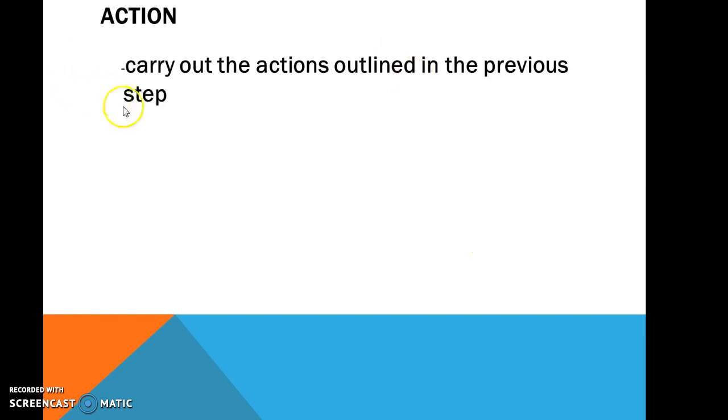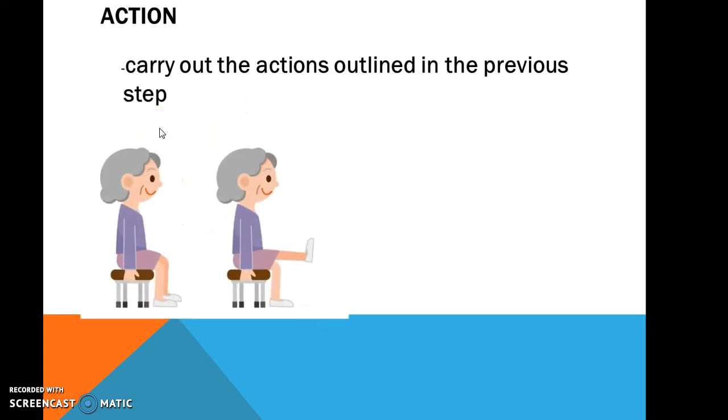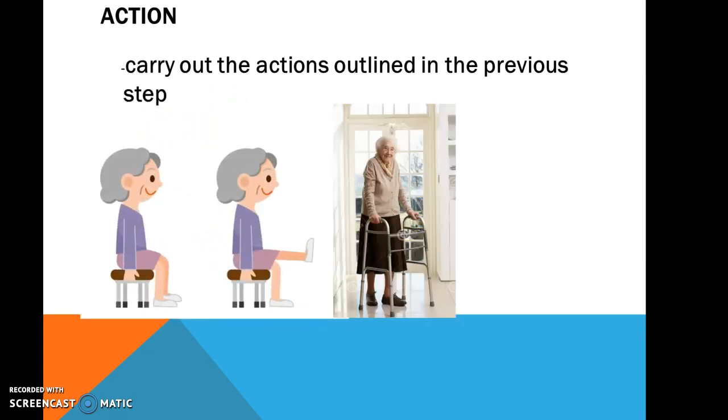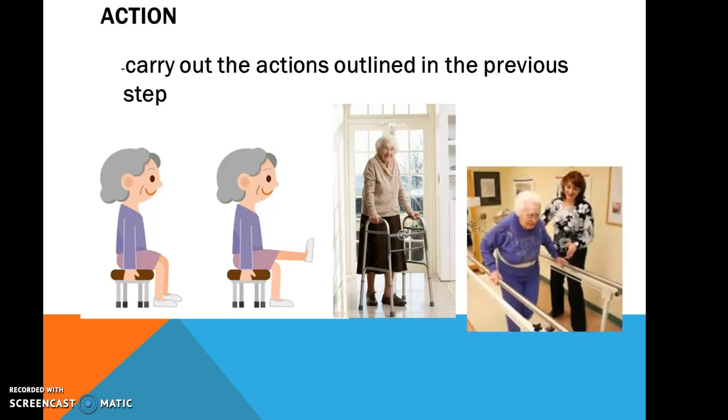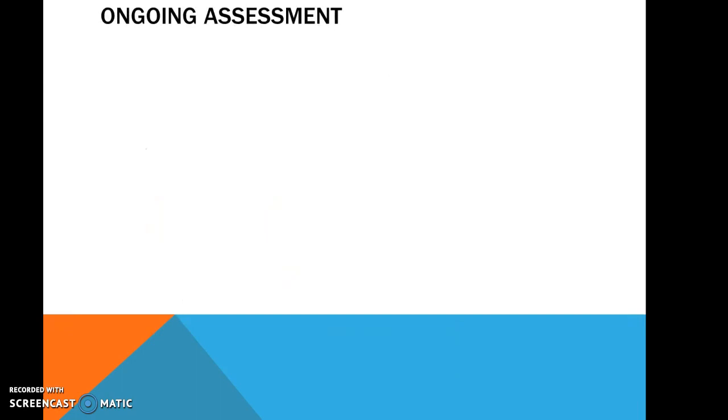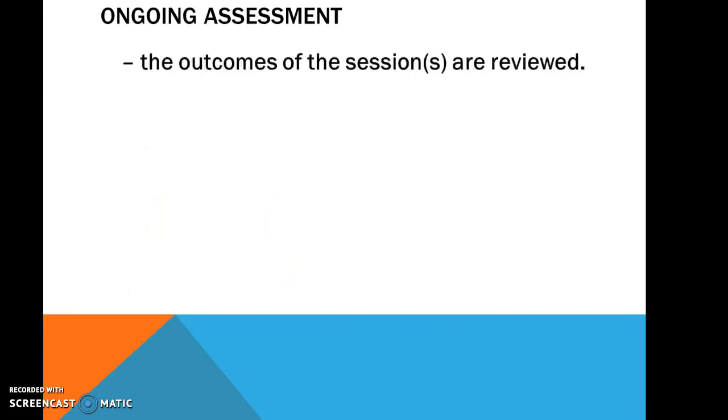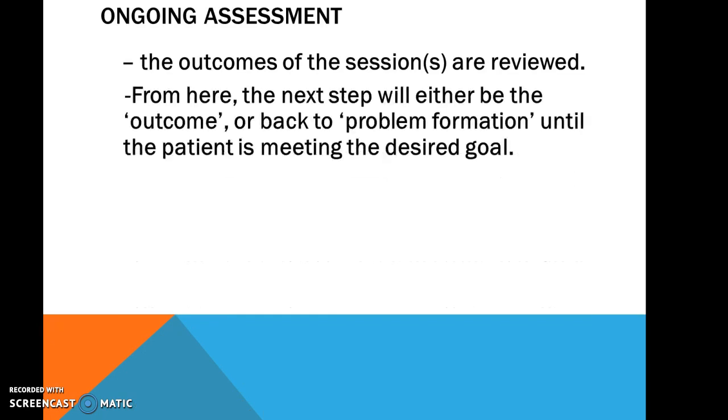So action. Once you've carried out the actions outlined in the previous steps, so it's actually doing what you've set to do: the chair exercises, the walking to the toilet, the OT sessions, physio sessions. So that's actually doing what you planned to do. And then you've got your ongoing assessment, so you'd be looking at your outcomes being reviewed.